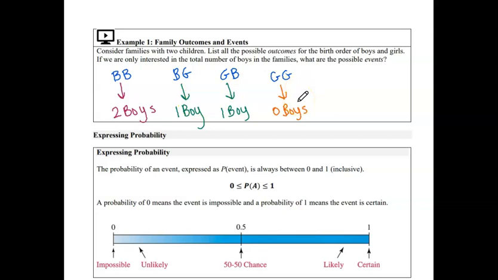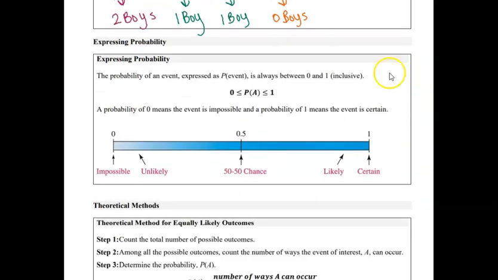Okay. The probability of an event, expressed as P of an event, is always between 0 and 1. So what does that mean? If the probability of the event is 0, it didn't happen.